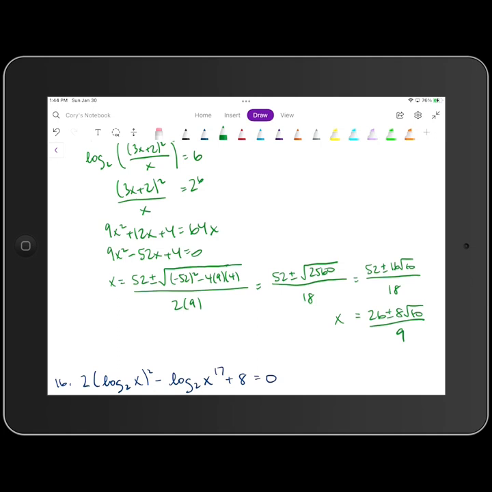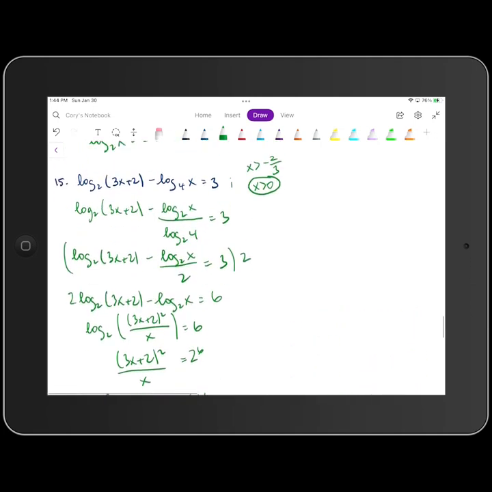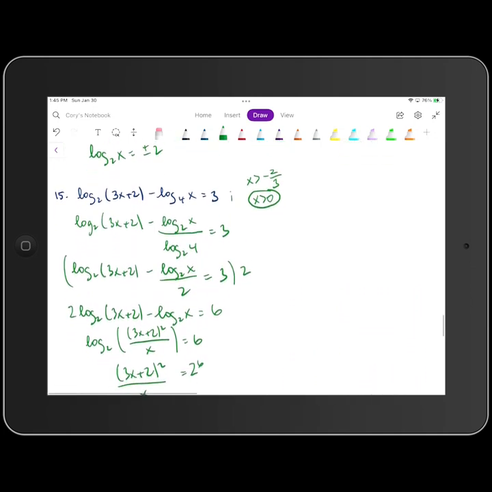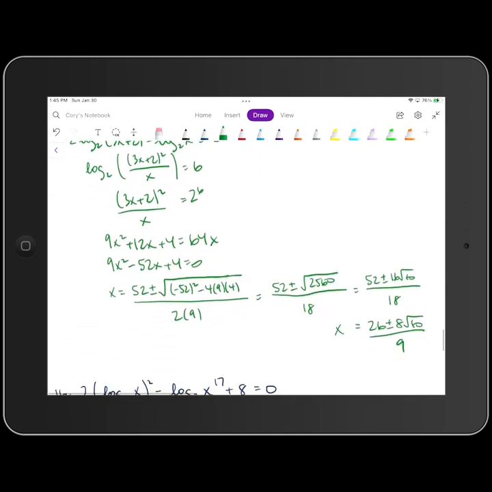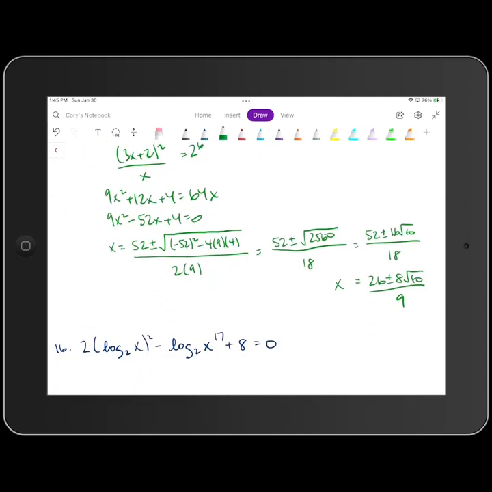Okay, now it should be pretty clear, when we check our answer, our solution x needs to be bigger than 0. Well, 26 plus 8 rad 10 is definitely bigger than 0. 26 minus 8 rad 10 is also going to be bigger than 0. So when we take that and divide it by 9, that's going to work as a solution as well. So we have two solutions there for x.